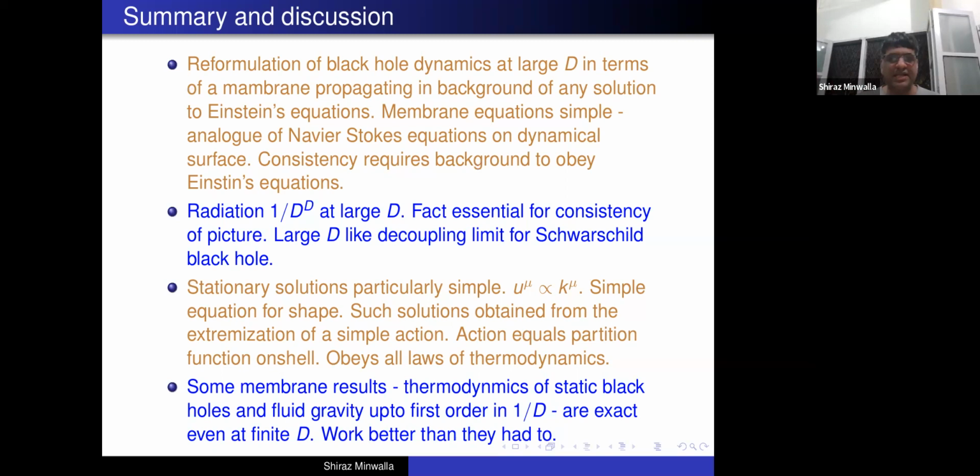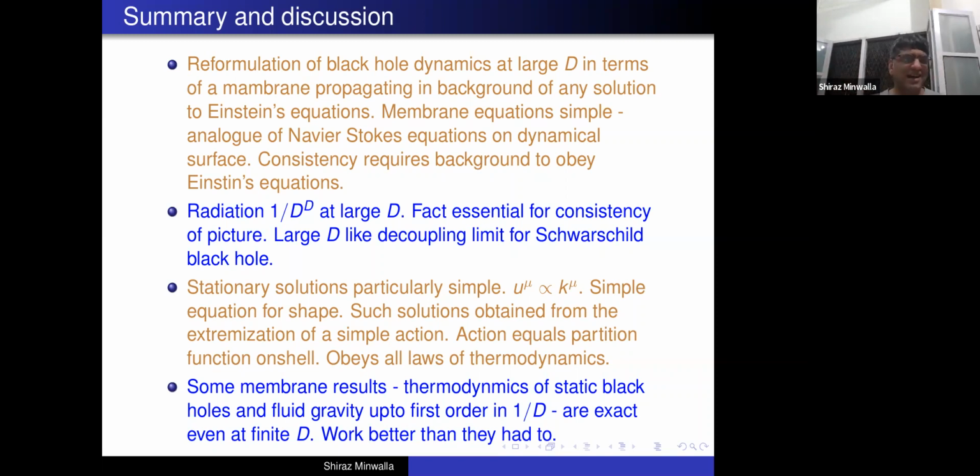Stationary solutions are particularly simple. Velocity fields are proportional to Killing vectors. There's a simple equation for shape. Such solutions are obtained from extremization of a simple action. The action has a direct thermodynamic interpretation. It's the on-shell partition function, and it obeys all the laws of thermodynamics. We should check this explicitly.